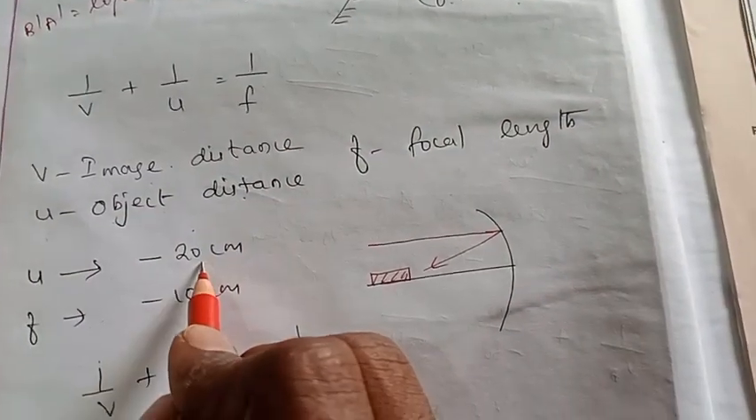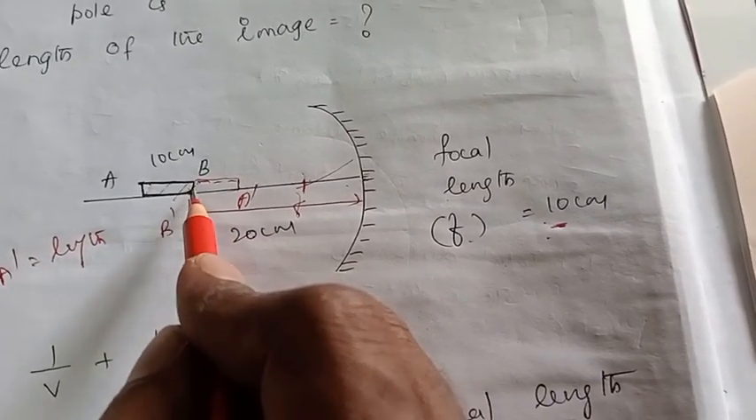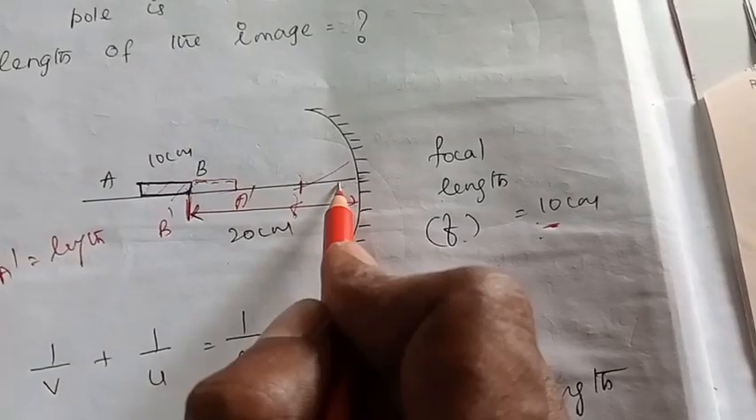So u is minus 20. What is u? The object distance. What is the object distance? It is given in the sum: the distance between one end of the rod and the pole is 20 centimeter.